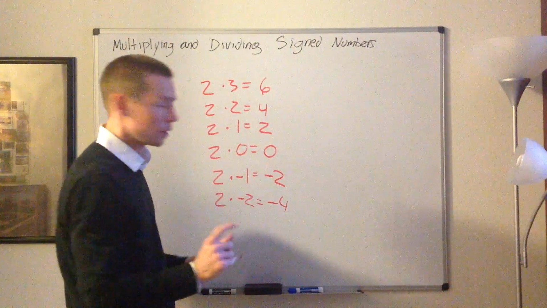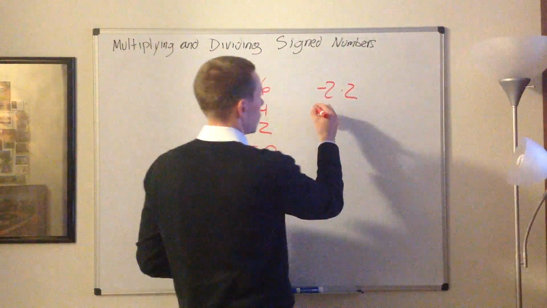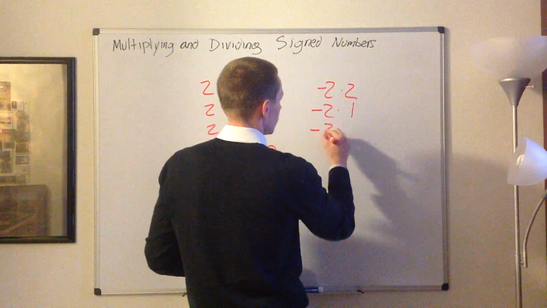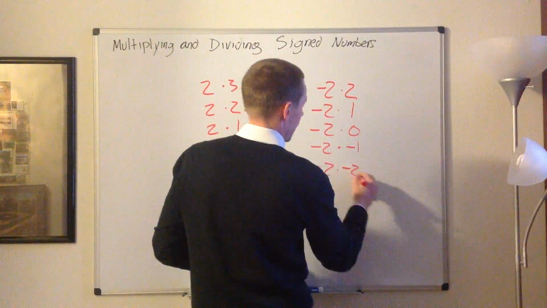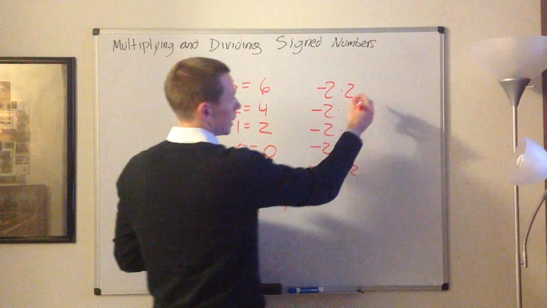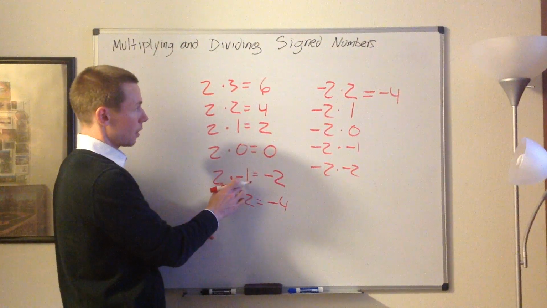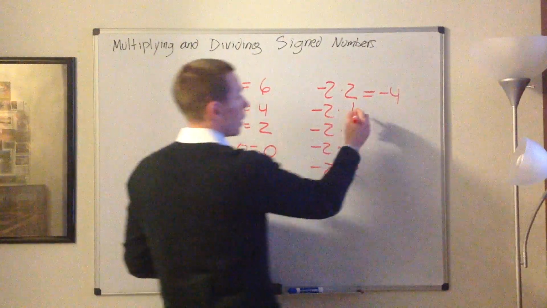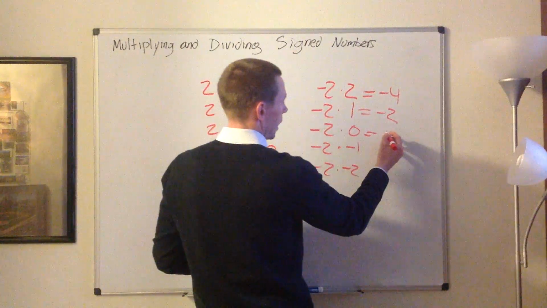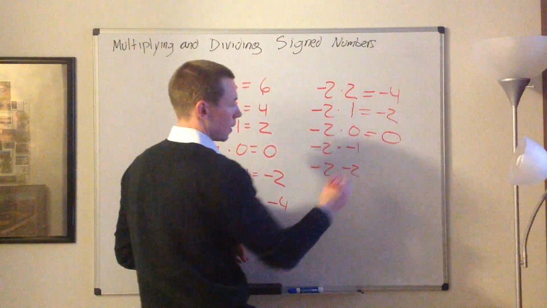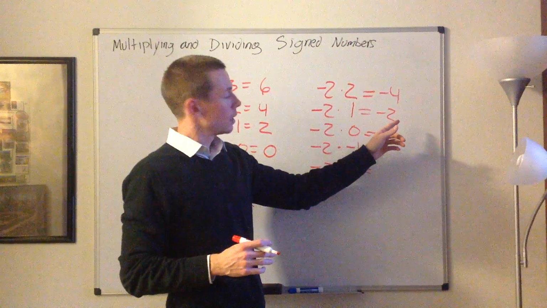Now watch what happens when I flip it, and I'm going to start with -2 times 2, and I'm going to go in this direction. So I'm going to start with the pattern again. -2 times 2 is -4. We know that from here. -2 times 1 we know is -2. Negative times a positive. And here we have 0. And notice what's happening. It's going from -4 to -2, -2 up to 0.